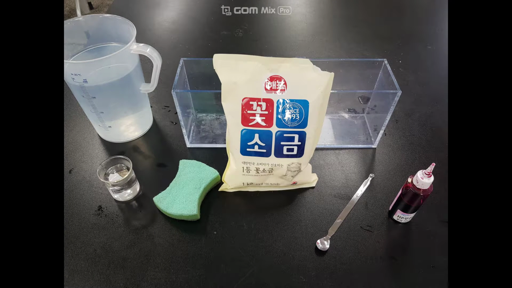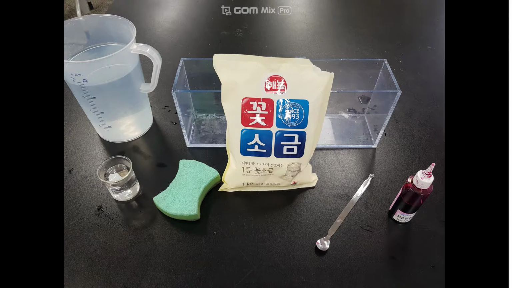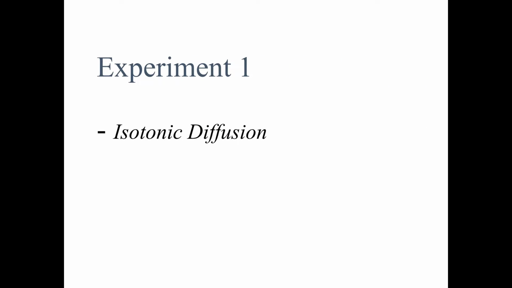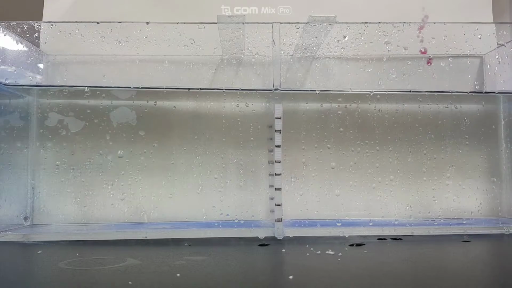Let's start our experiment. First, we need some materials. We need cold water, boiled water, a sponge, a tank, salt, a spoon, and purple dye. The first experiment is isotonic diffusion. Isotonic means that there is no concentration gradient, so for us it means there's no salt, just cold water and hot water. Let's set up the experiment.